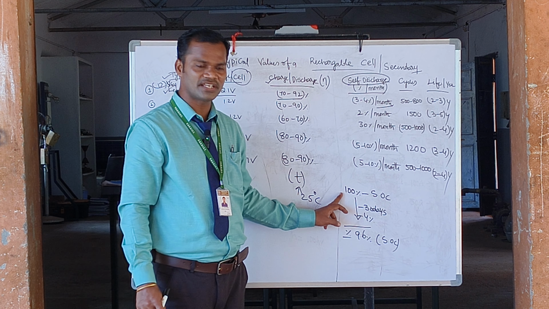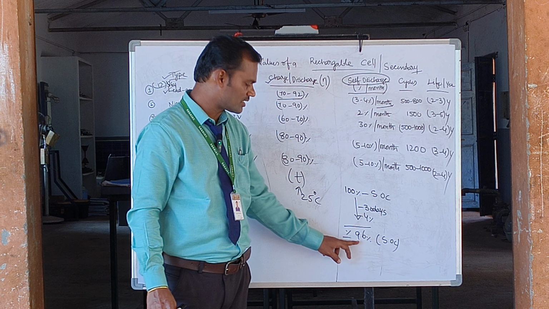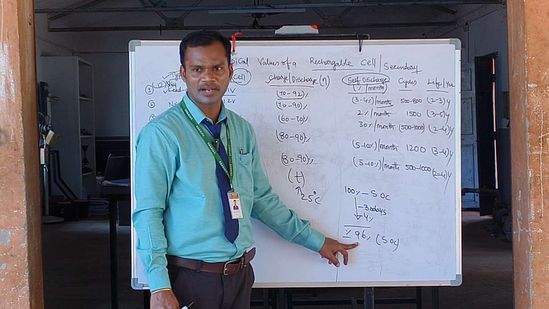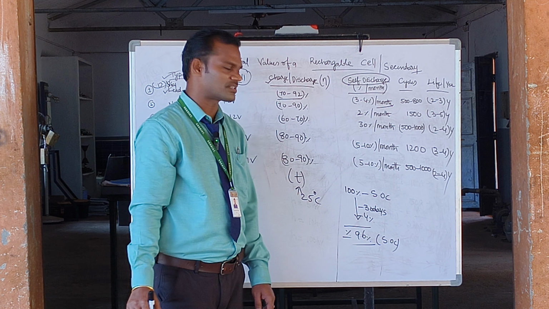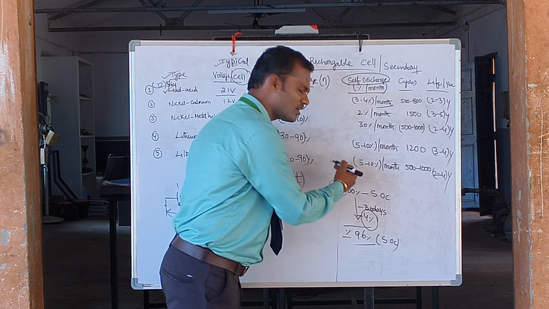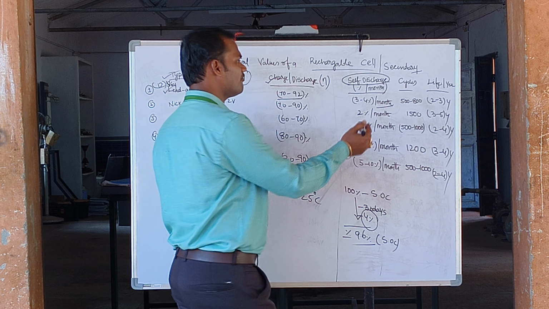So 100% was there at the start of the month. We are not using the battery, we kept it aside. But after that you measured the amount of charge in that battery by using a battery tester, and now it is showing 96%. But where has this 4% gone? We are not using the battery. Where has this 4% gone? This is called self discharge rate.